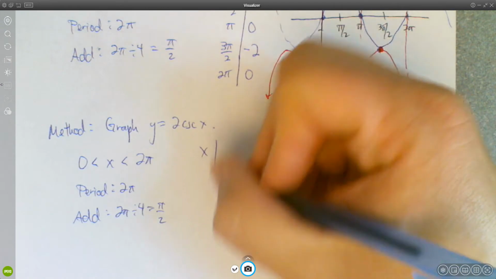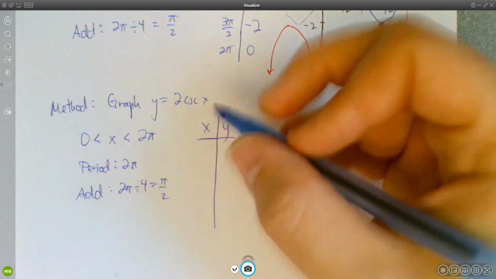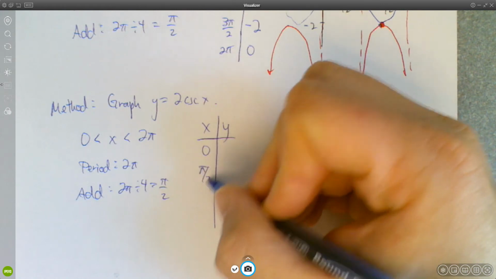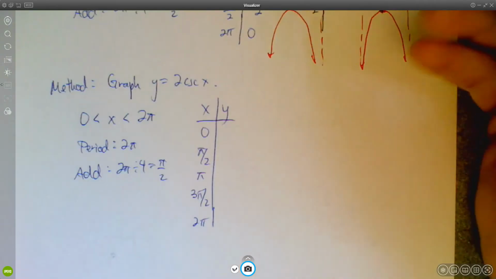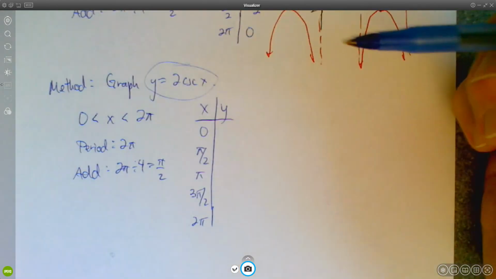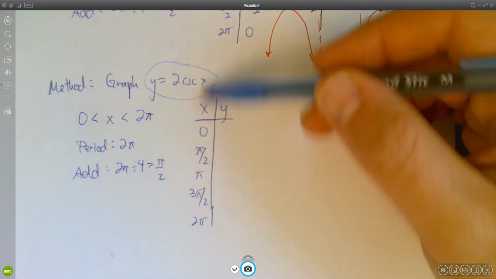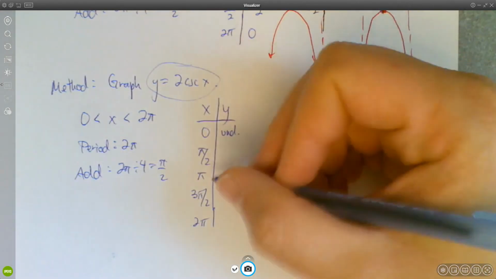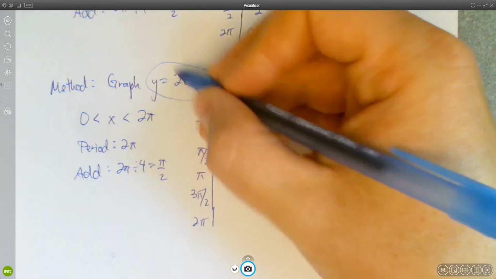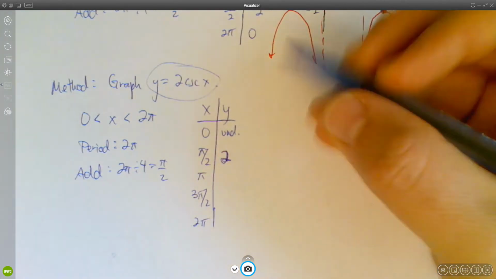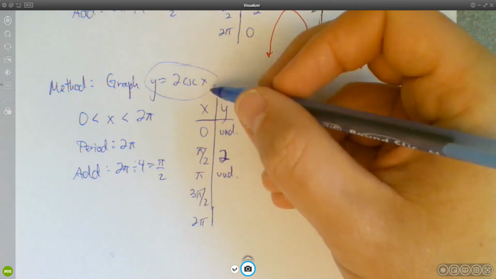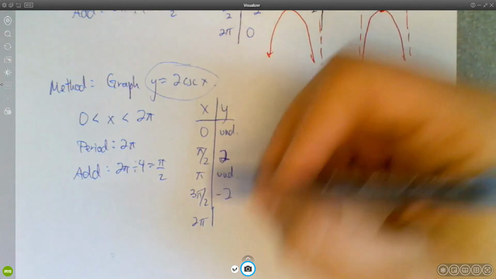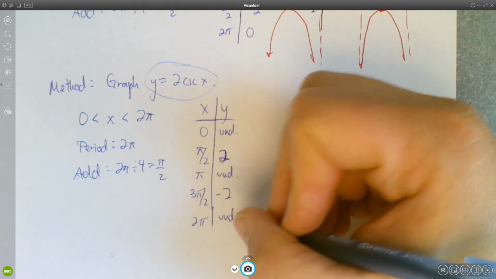So a lot of this work we've already done, of course. Now, we're going to plug in 0, pi over 2, pi, 3 pi over 2, and 2 pi into your calculator, into the cosecant function directly. When you plug in 0, you should get undefined. When you plug in pi over 2, you should get 1, except you're going to multiply it by 2, so 2. When you plug in pi, you should get undefined. When you plug in 3 pi over 2, you should get -1, but then you'll multiply it by 2 to get -2. And if you plug in 2 pi, you should get undefined again.